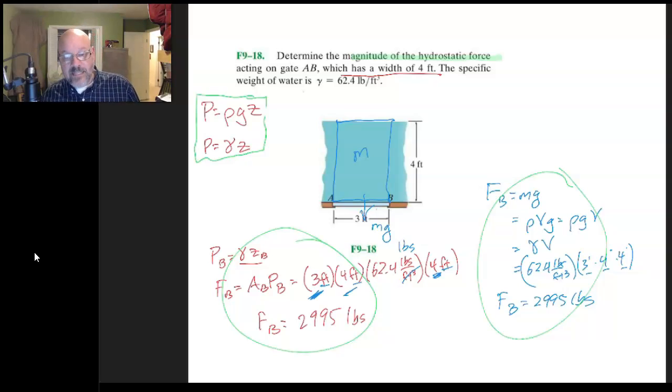So the next problem we're going to look at is one where the window's on the side. And when the window is on the side, then we got to think about the pressure a little more carefully, because it's going to have different depths to it. All right. So close this one out.